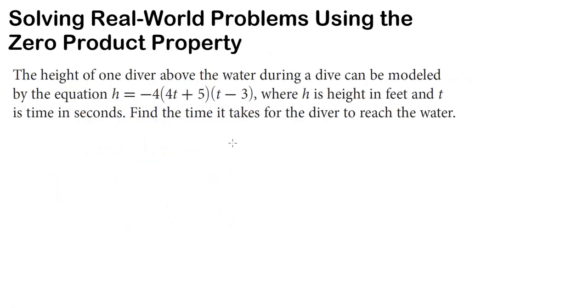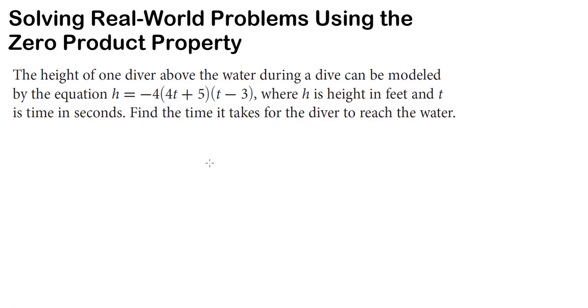All right, so let's go ahead and apply this to real-world problems. It says here the height of one diver above the water during a dive can be modeled by the equation h equals negative 4 times (4t plus 5) times (t minus 3), where h is the height in feet and t is time in seconds. Find the time it takes for the diver to reach the water.